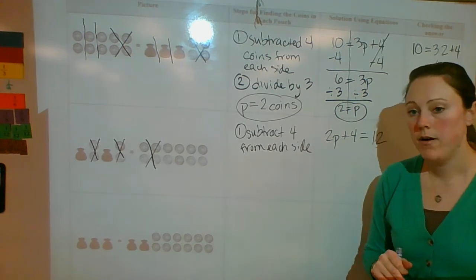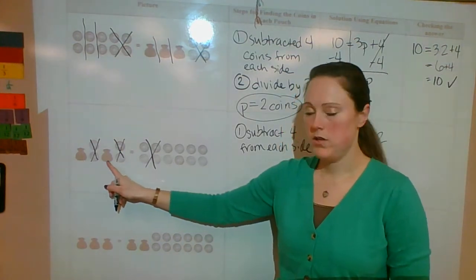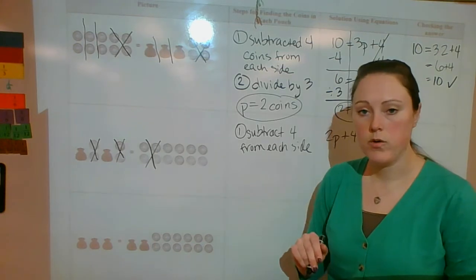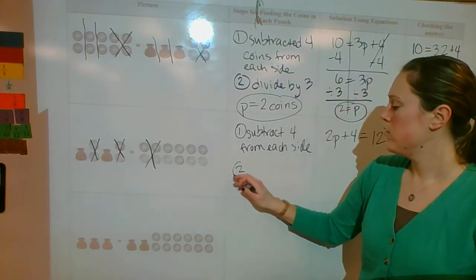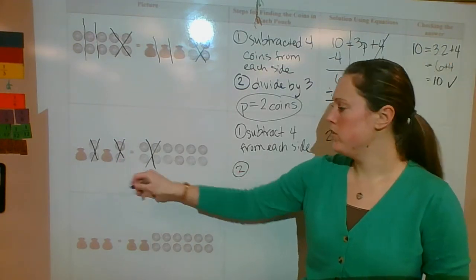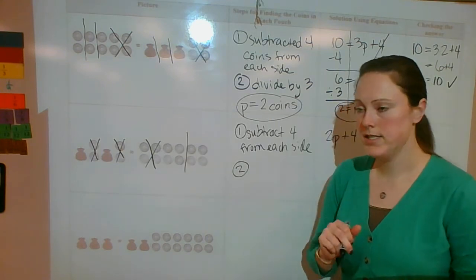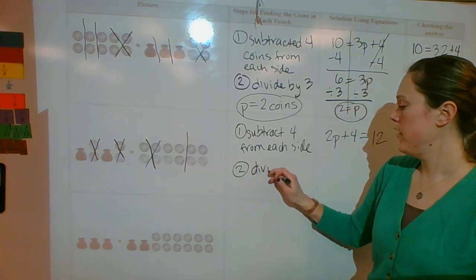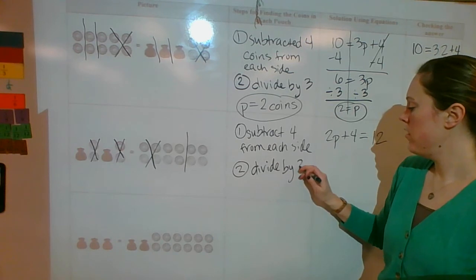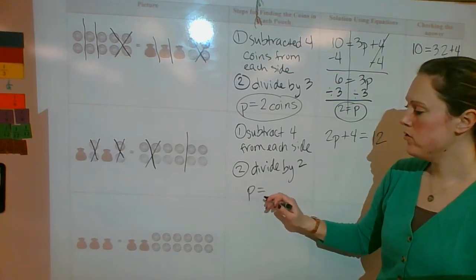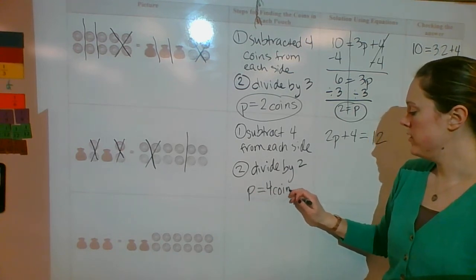Okay. Now I'm left with just 2 mystery pouches equal to 8 coins this time. So I'm going to split up my picture. Since I have 2 pouches, I can split my coins in half. Divide by 2. And that leaves me with my P for pouch is worth 4 coins.